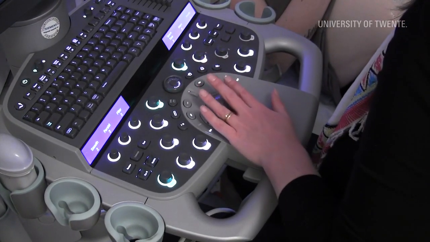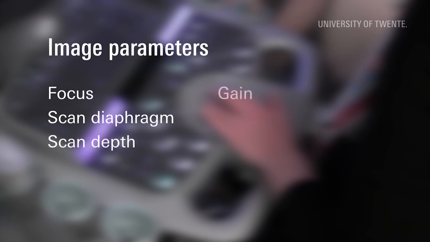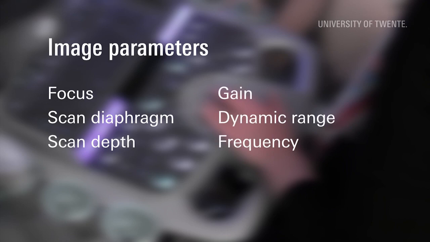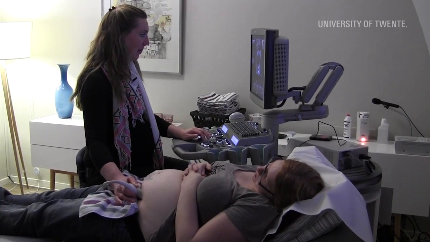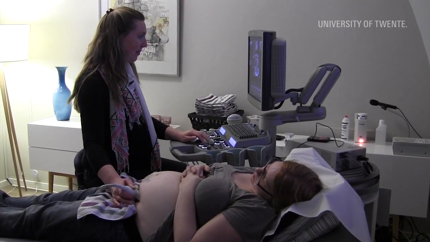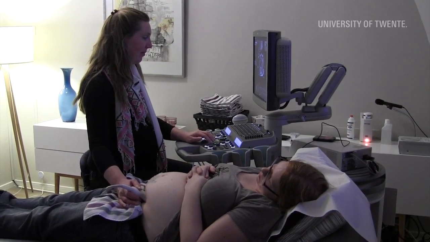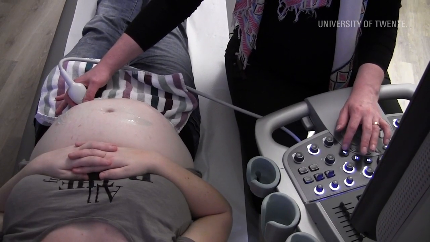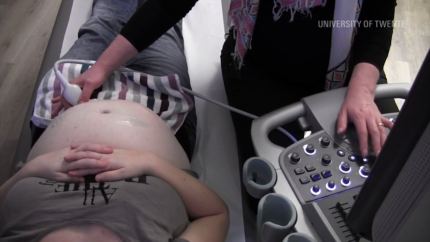To make it a little bit easier for you, there are several parameters to adjust that you can think about. For example, focus, scan diaphragm, scan depth, gain, dynamic range, frequency and more. Your goal is to make a stock taking about these options. Are they important in our case? Yes, or why not? If they are, how should we set them?